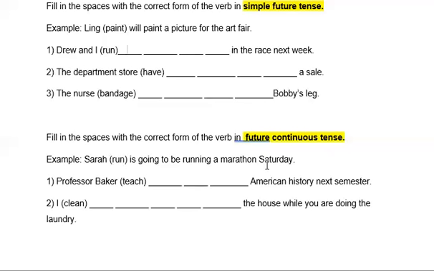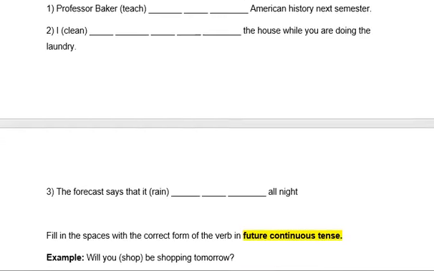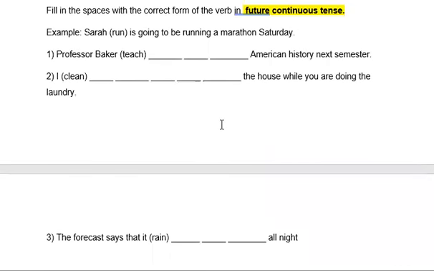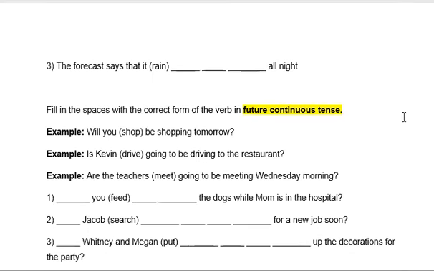Fill in the spaces with the correct form of the verb in the future continuous tense, right? Sarah is going to be running a marathon Saturday. Professor Baker will be teaching. I will be cleaning, or am going to be cleaning, right? The forecast says that it will be raining.